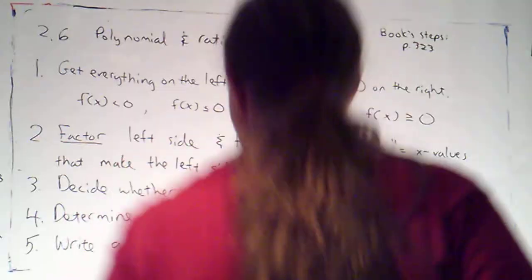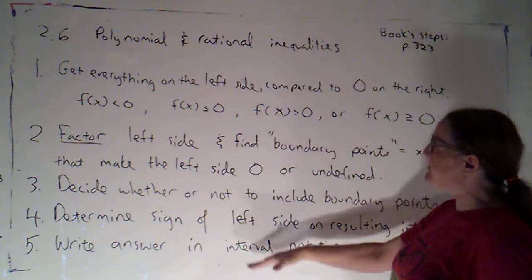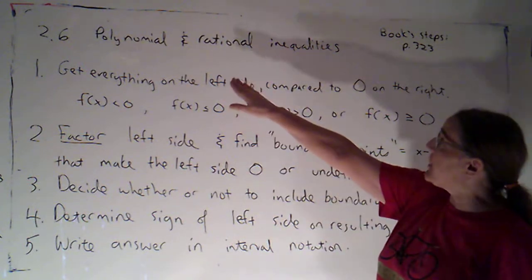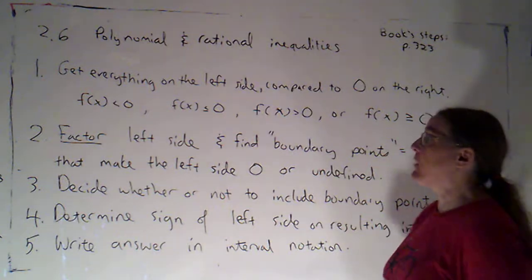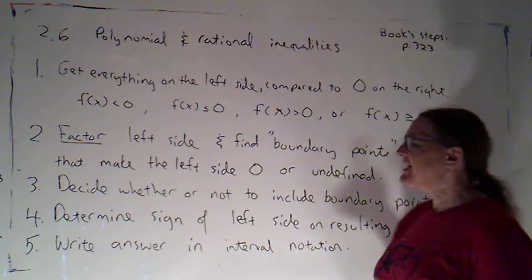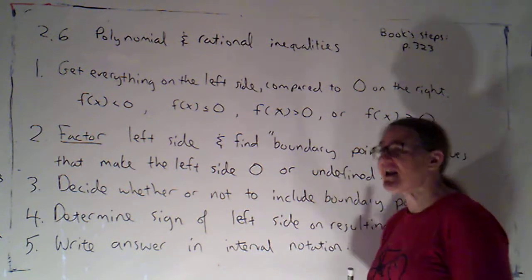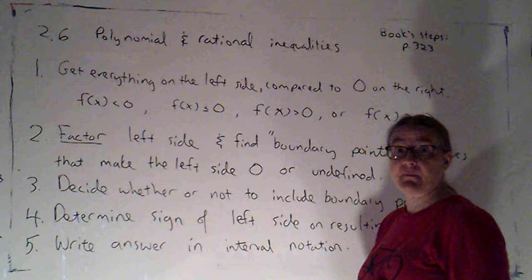Video, we worked through an example of a polynomial inequality. I've just written down the steps up here that will apply to both polynomial and rational inequalities. I've got a 5-step process written down here. Not super important to memorize the steps and think, what is step 3? But it is important to be systematic about things.